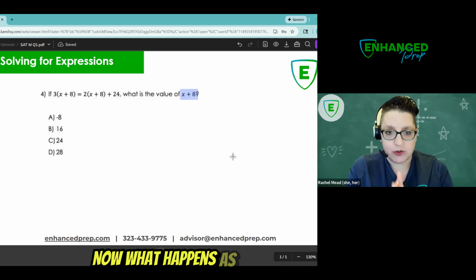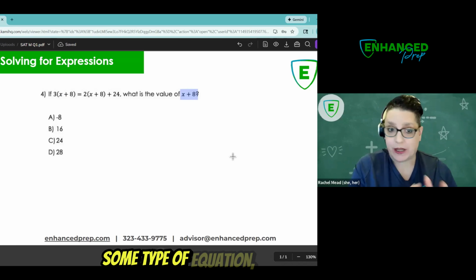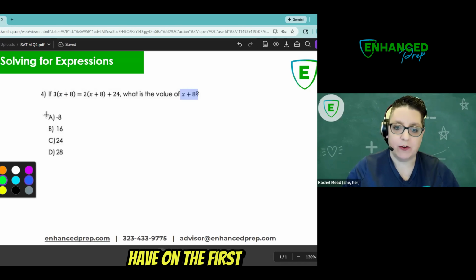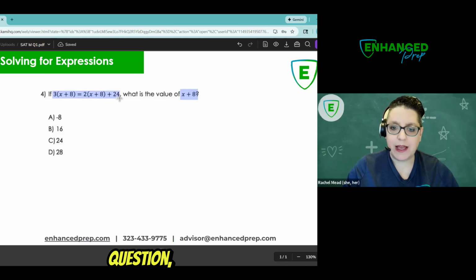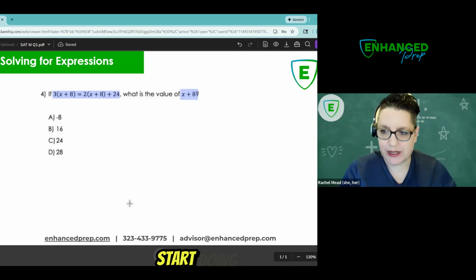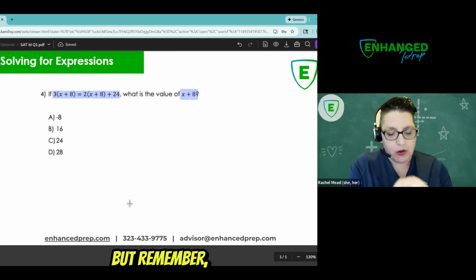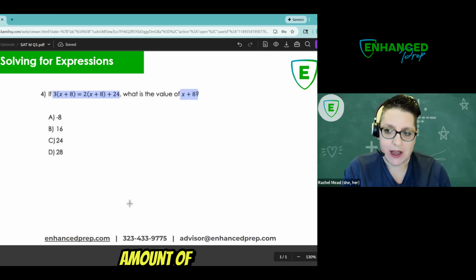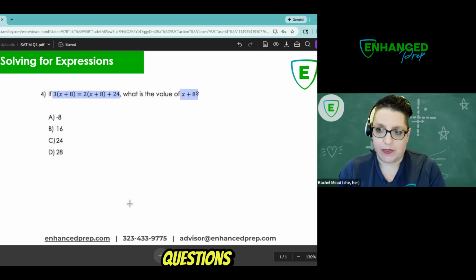Now, what happens as soon as students see some type of equation, which is what we have on the first portion of this question? They immediately jump in and start doing some math. But remember, you have a very limited amount of time to get through the questions on the test.